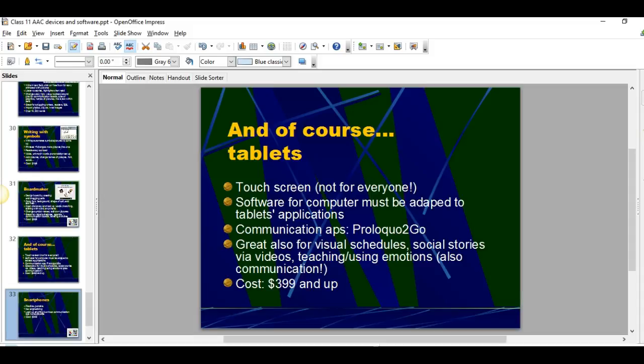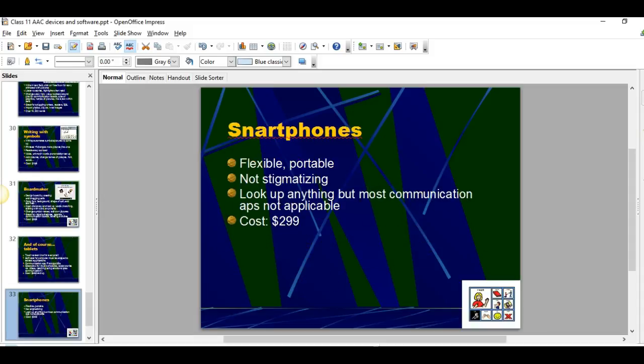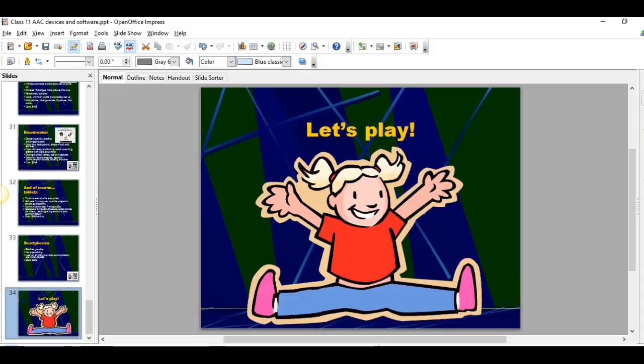And of course, tablets and smartphones. And I want you to play and look up what you want, look up some communication softwares or writing softwares, and explore as much as you can. Especially Dasher is worth exploring. It's free and it's available online. Enjoy!